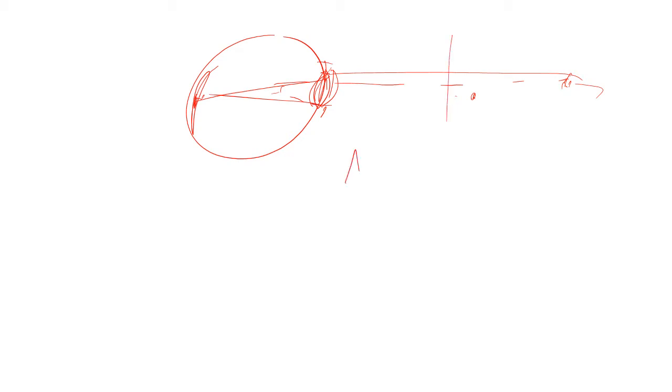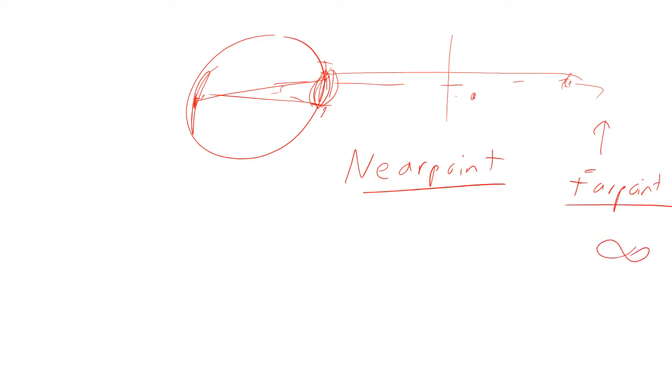The closest point that you can see is called the near point. The farthest thing you can see is the far point. Now, the far point is supposed to be infinity. The textbook definition of near point is 25 centimeters. So that's the textbook, this is not exact.